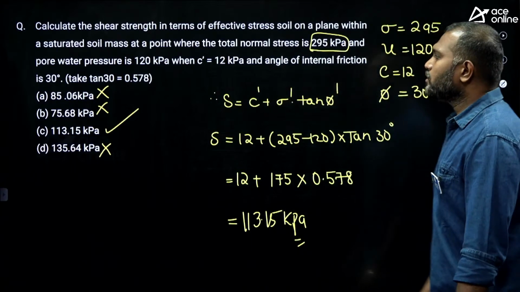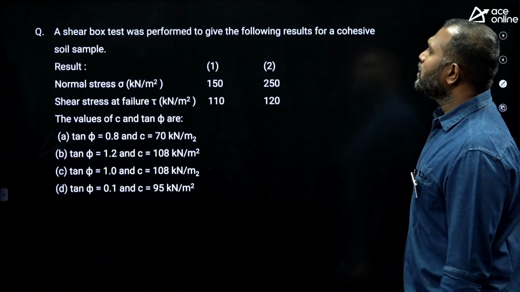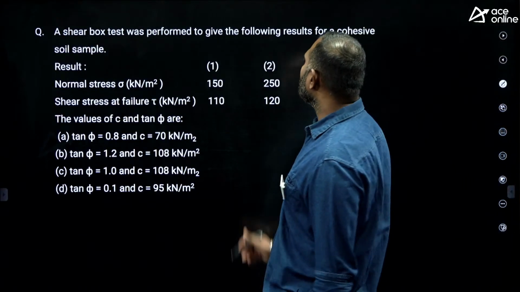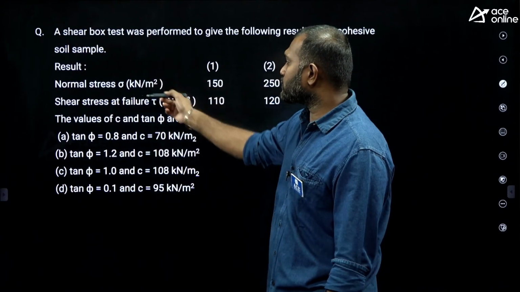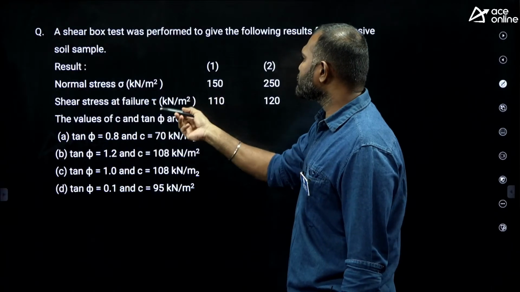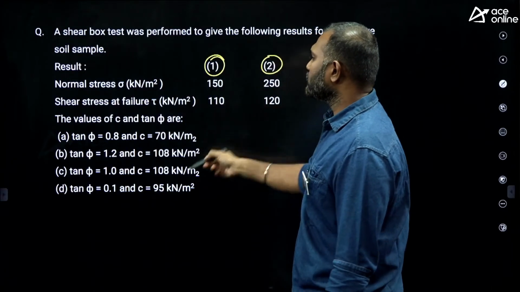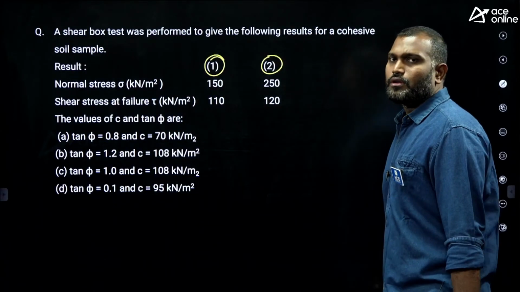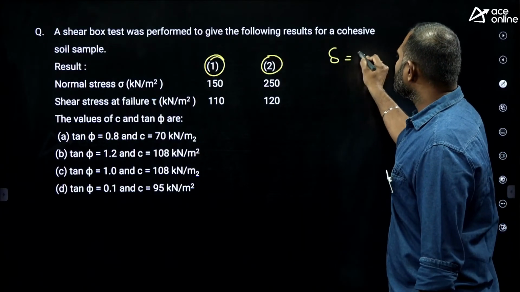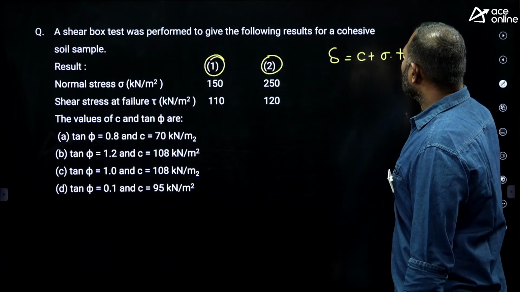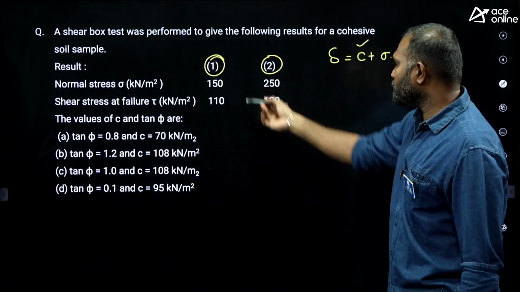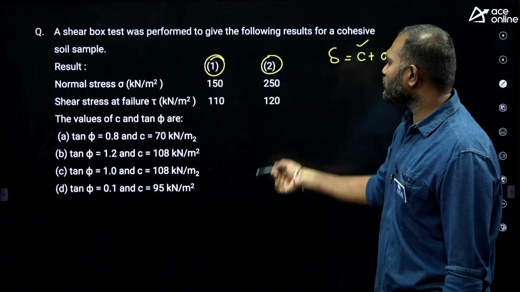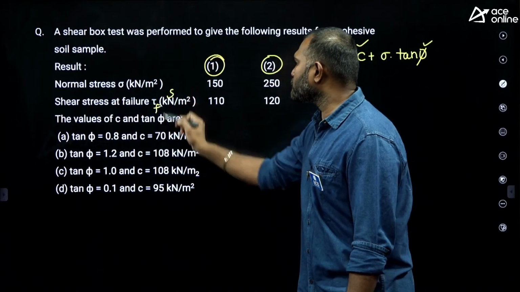Okay. Next, a shear box test was performed to give the following results for a cohesive soil. For the cohesive soil, the shear box test normal stress is given, and shear stress is given for sample 1 and sample 2. The relation is S equals C plus sigma tan phi. There are two unknowns, C and phi. Two unknowns, two equations, substitute. Shear stress at failure is nothing but shear strength.